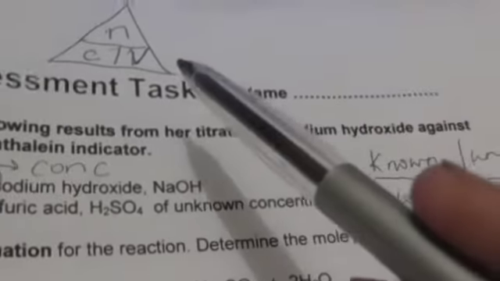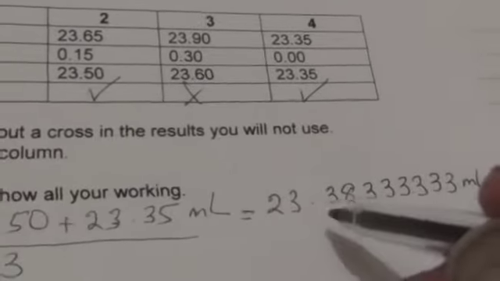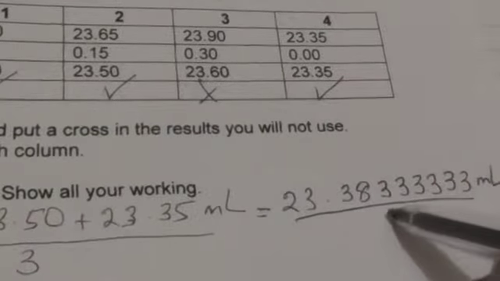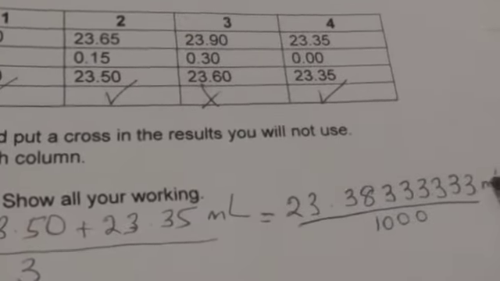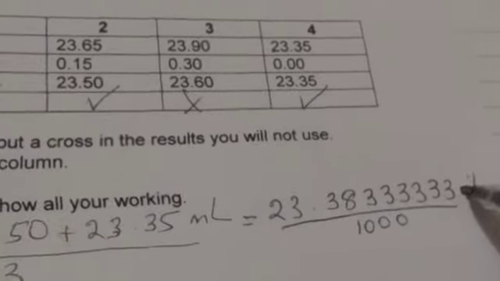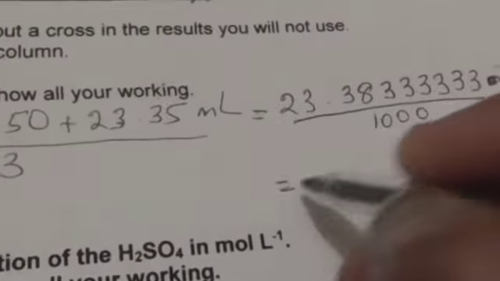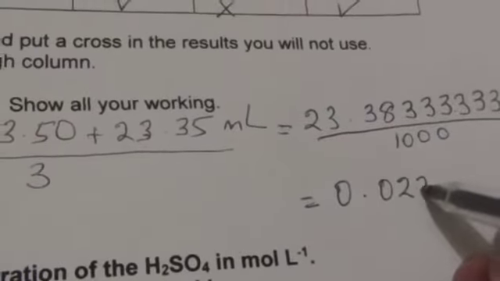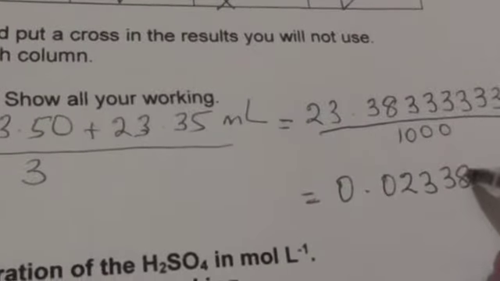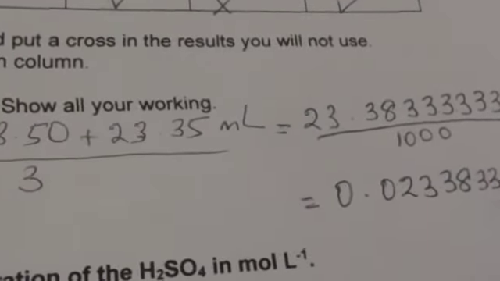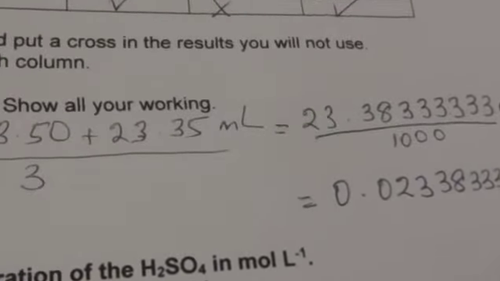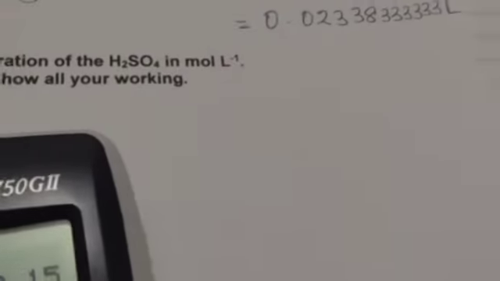Now the other thing I know is that this volume is in milliliters. However, all of our calculation is done in liters. It's always mole per liter. So I need to convert this to liters. To do that, I divide by 1000. If I divide this by 1000, then I can convert it to liters. So when I divide by 1000, this volume will become 0.02338333333 liters. So I'm copying all of the numbers from the calculator without leaving any of them out.